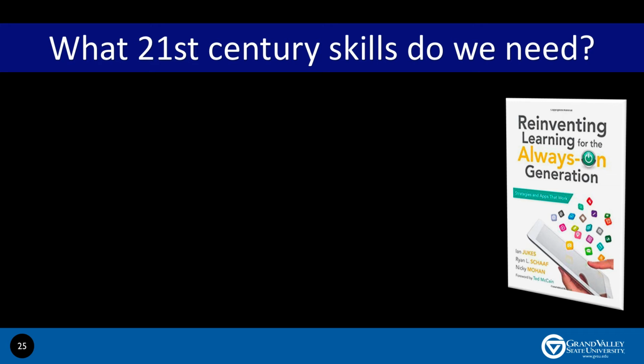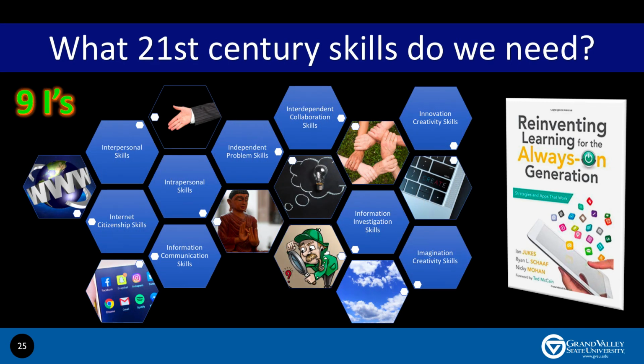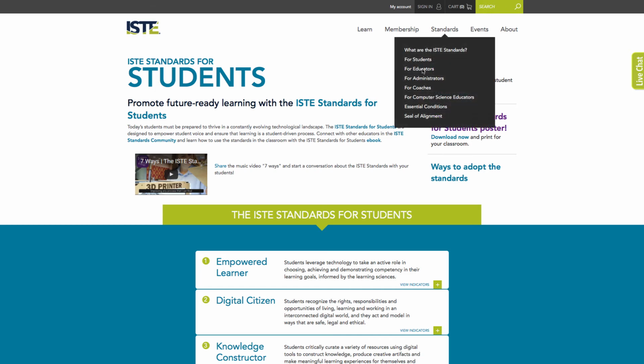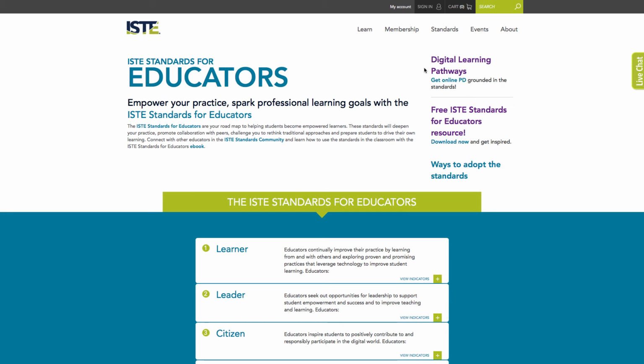For the sake of time, I'll mention a couple of sources that talk about this. One of them is the 9 Eyes mentioned in the book Reinventing Learning for the Always-On Generation by Ian Jukes, Ryan Schaaf, and Nikki Mohan. So they talk about the 9 Eyes that you need for the 21st century. Another example are the ones from the ISTE standards for students, and also you can look up the ones for teachers, for educators, and you can explore these in more detail.